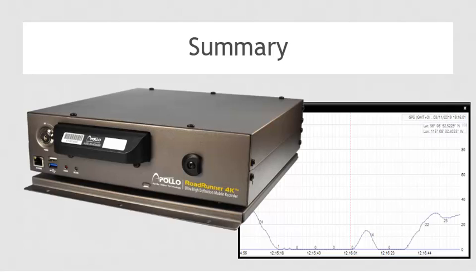To summarize, you've just learned how to set the recorder's time and that the RoadRunner recorder system has two ways to provide time details: an internal real-time clock with battery backup and the GPS receiver.